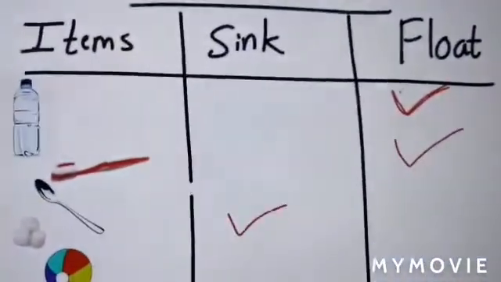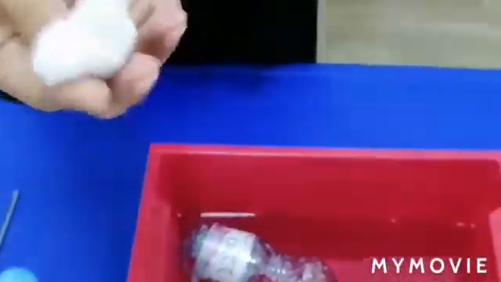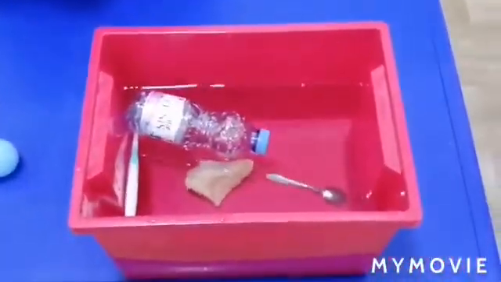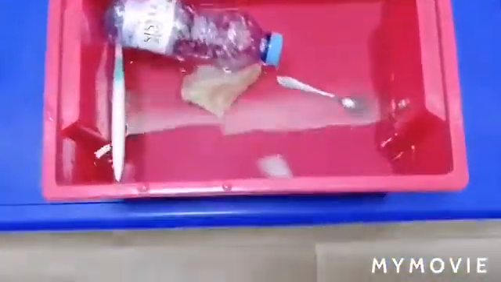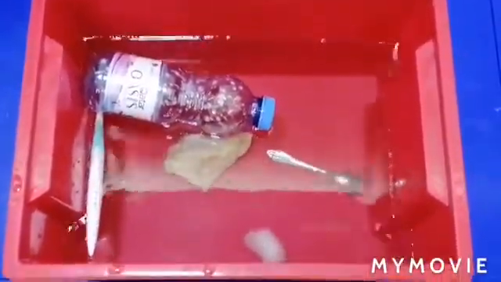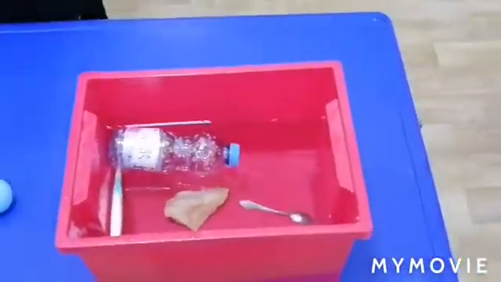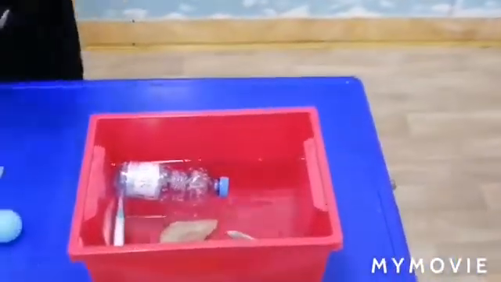Now let's move on to a cotton ball. A cotton ball is very light. So who can tell me, is it going to sink or float? Let's see. It is floating. But when there is too much of water, it sinks. Okay, you have to make sure the water doesn't get absorbed by the cotton. If it gets absorbed, it will sink. But usually cotton is very light, so it will float.